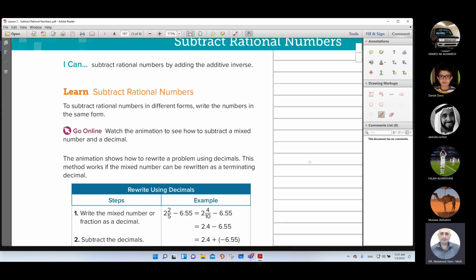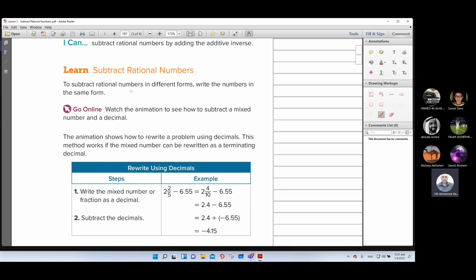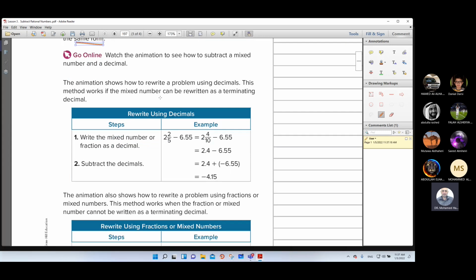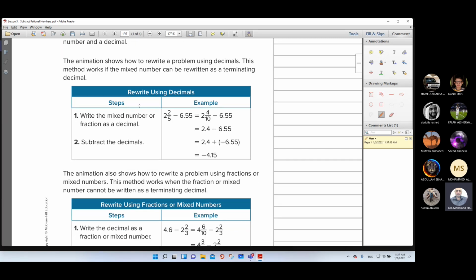To subtract rational numbers in different forms, write the numbers in the same form. The animation shows how to rewrite a problem using decimals. This method works if the mixed number can be rewritten as a terminating decimal. So, rewrite using decimals. The first step: write the mixed number or fraction as a decimal.